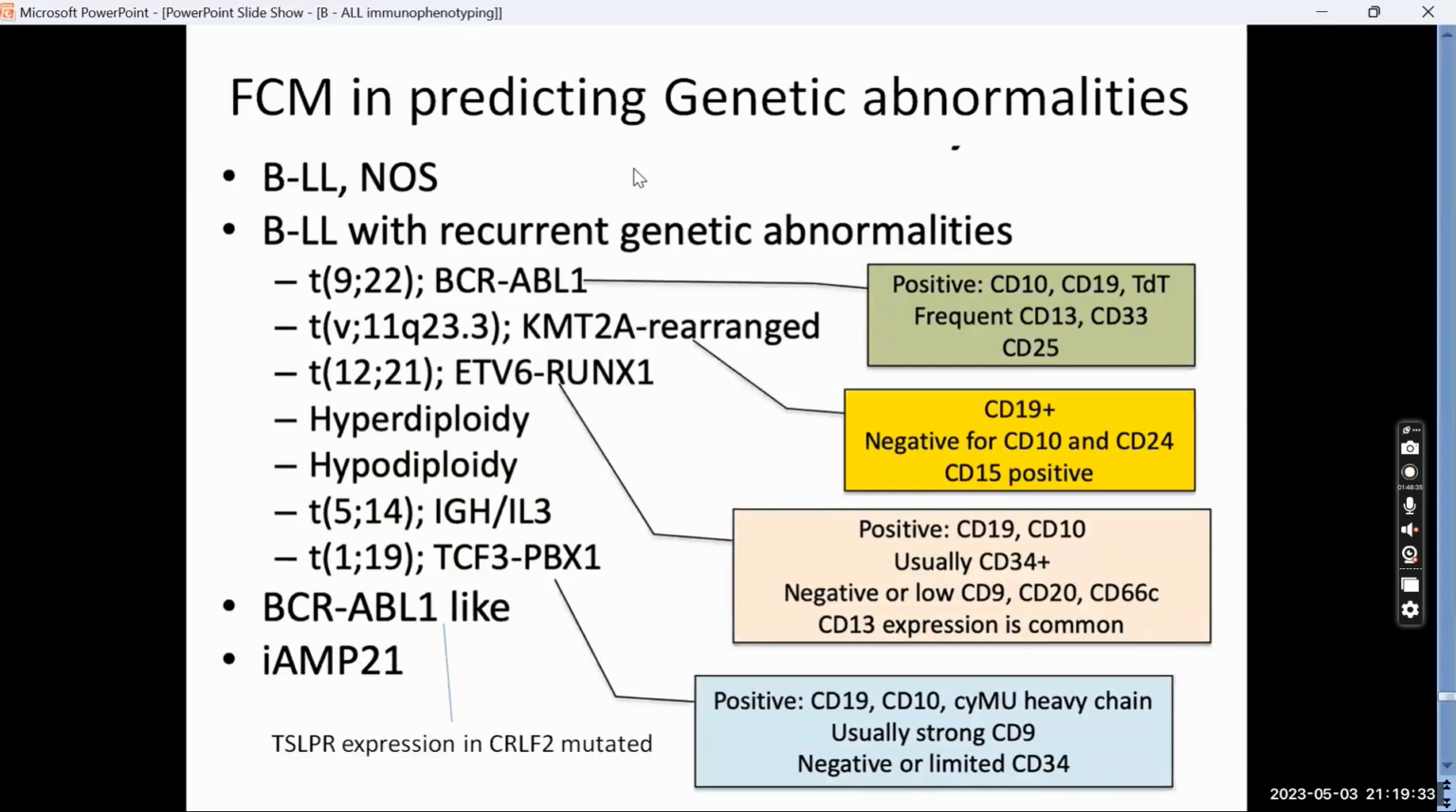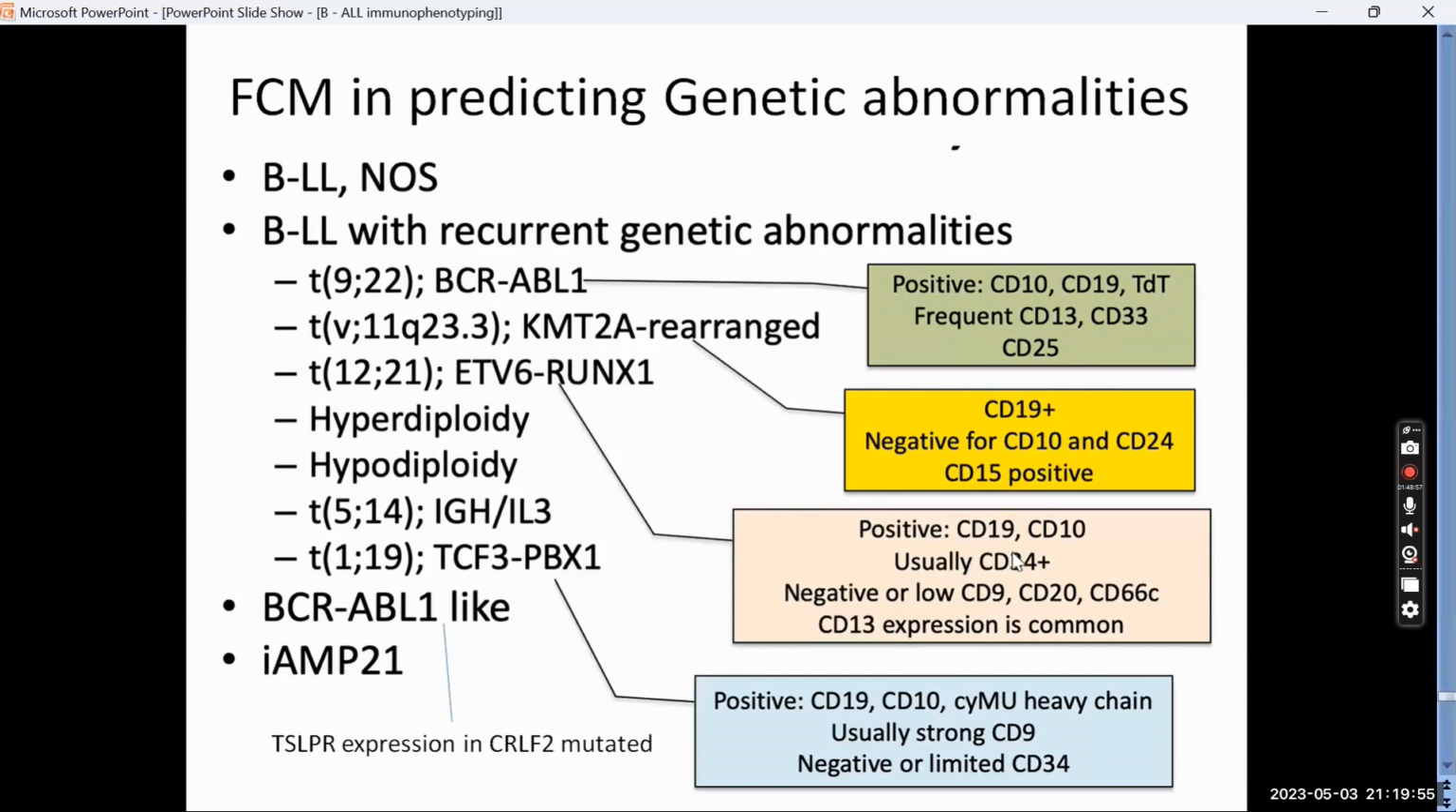Okay. So as I said, flow can also help in predicting the genetics. KMT2A: CD10 is negative, CD15 apparently seen, it is KMT2A rearranged. If it is B-ALL blast expressing CD13, CD33, CD25, likely to be Ph-positive ALL. Flow can help you to say whether it's Ph-positive ALL.